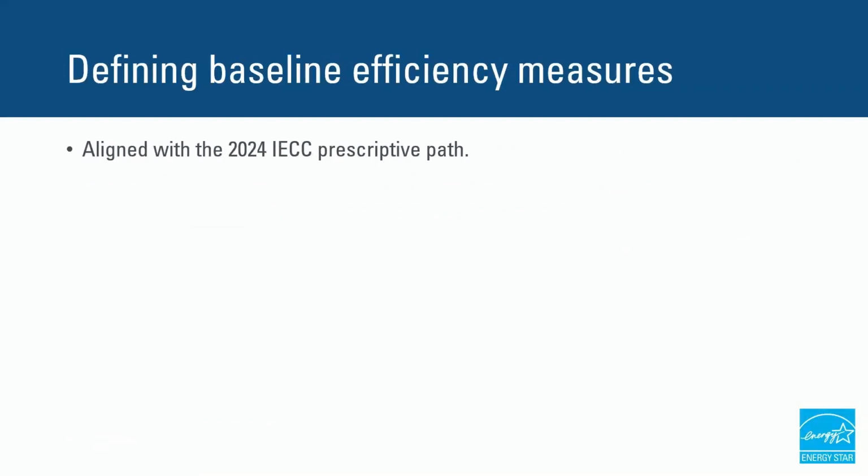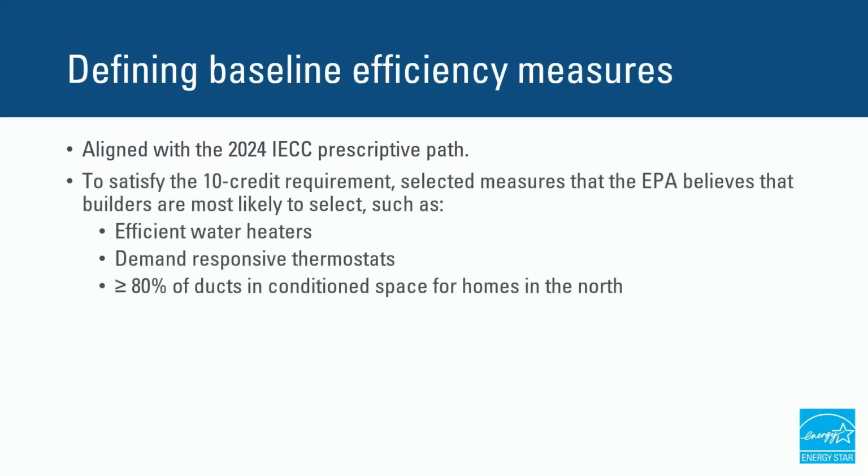For these 1,000 plus home configurations, we had to apply efficiency measures. So for the baseline, we aligned the efficiency measures with the 2024 IECC prescriptive path. Now, as I mentioned earlier, the prescriptive path requires the selection of 2 additional efficiency measures. And so for our analysis, we selected measures in each climate zone that we believe builders would be likely to select, such as efficient water heaters, demand responsive thermostats, and for homes in the north, locating at least 80% of ducts in conditioned space. So those got us to the 10 points that were required just to define the baseline code-compliant home.